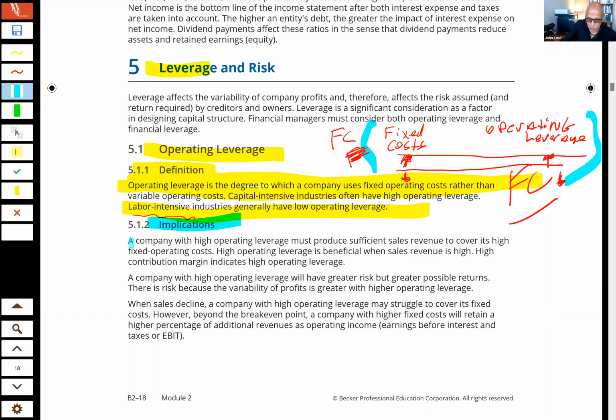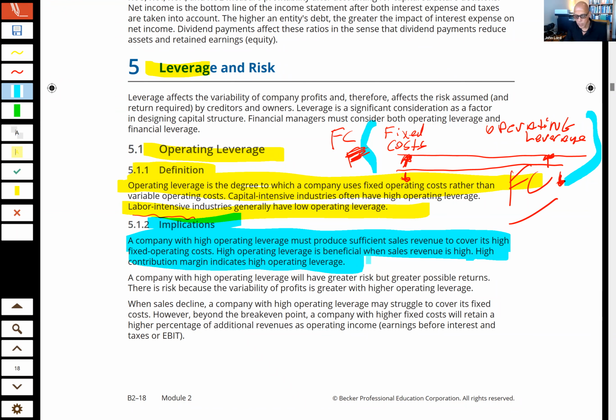A company with a high operating leverage must produce sufficient sales revenue to cover its high fixed costs. High operating leverage is beneficial when sales revenue is high. High contribution margin indicates high operating leverage. So we got a nice sales coming in, we got a nice contribution margin coming in. That's going to more quickly contribute to our fixed cost. And then after that, everything is going to come to profit. A company with a high operating leverage will have greater risk.